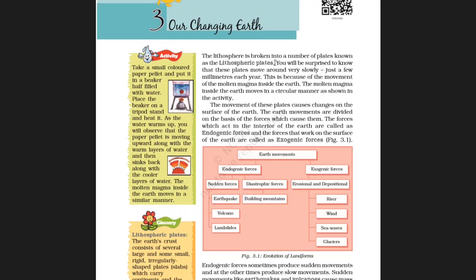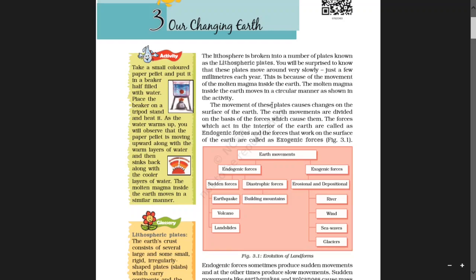This is because of the movement of the molten magma inside the earth. The molten magma inside the earth moves in a circular manner, as shown in the activity given on the left margin of this page. You go through this activity, boys.